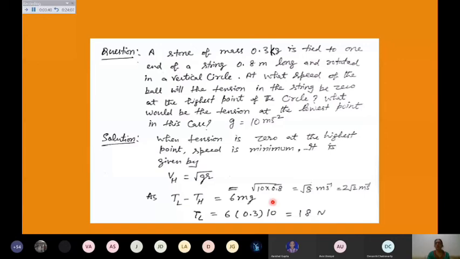So these formulas, whatever we have derived today, you are supposed to write them at one place, and you should be able to use them in your numericals.